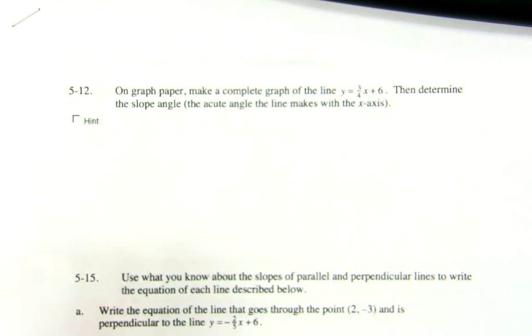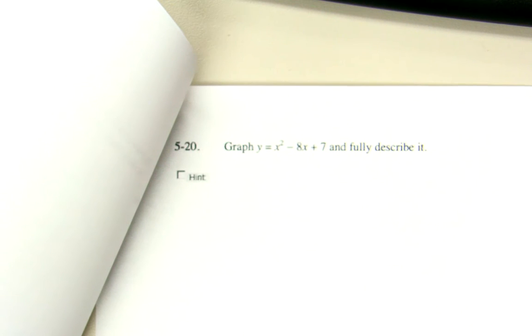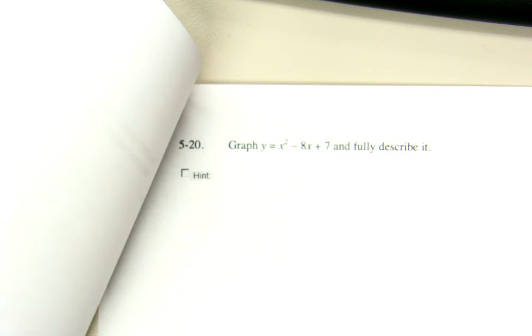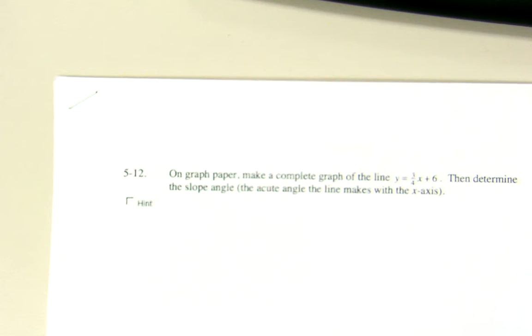Okay, so this is Math 2. We're going to do Chapter 5, number 12, number 15, 20, 22, and then 25. And I think, I don't know, I'm going to do 20. I haven't figured that one out yet, but I'll figure it out when I get to it.